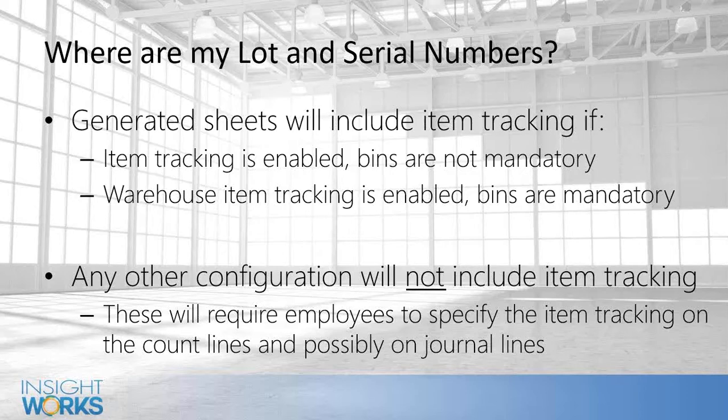So what you have to do is, when you go to count, you would have to manually write in those serial numbers because we don't know what they are or where they are. So again, these first 2 will get you the serial numbers that you can just check off, or if it's lot numbers, write in the quantity per lot. If you don't have either of these 2 on and you are tracking lot numbers and serial numbers, you're going to have to manually write in those lot numbers and serial numbers.